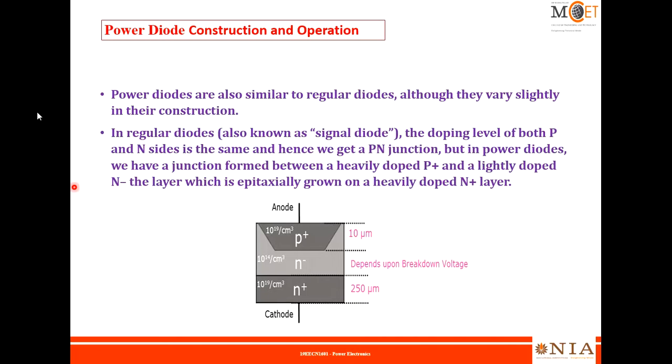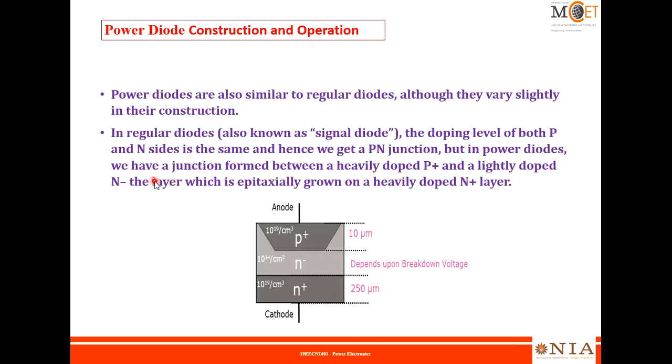Next is power diode construction and operation. Power diodes are similar to regular diodes, although they vary slightly in their construction. Regular diodes are also known as signal diodes. The doping level of both the p side and n side is the same. The doping densities in the P-type and N-type semiconductors are the same, hence it is called a p-n junction diode.